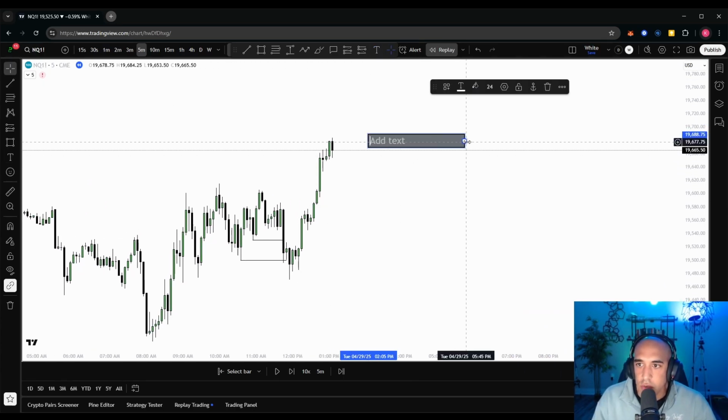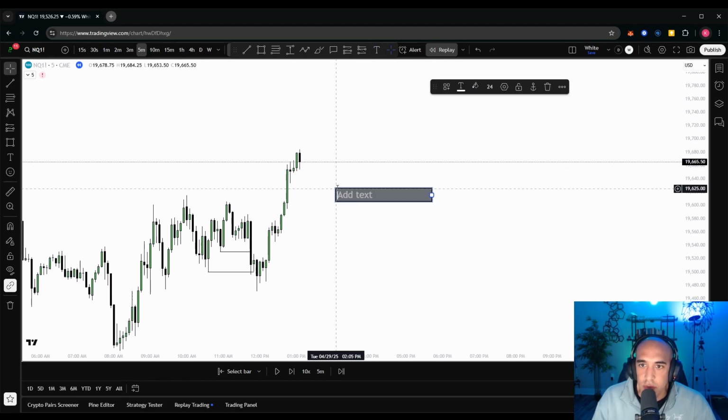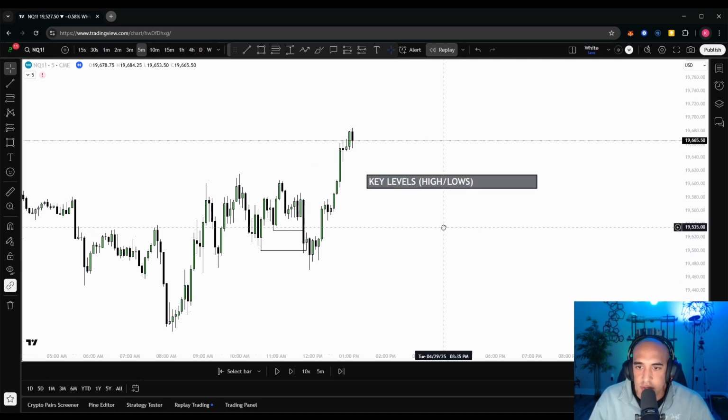These are the key liquidity levels that I like to look for, and these are known as pretty much the strongest areas where price is going to gravitate towards. It's going to be key levels. So let's just say key levels, aka highs and lows. Significant levels, okay? Dumb, obvious levels on the chart.